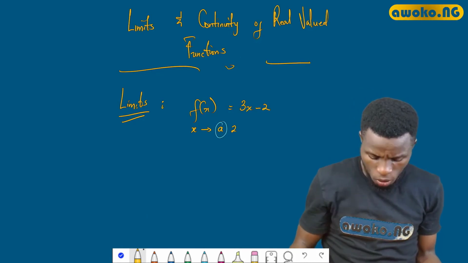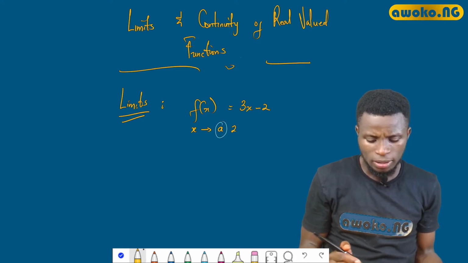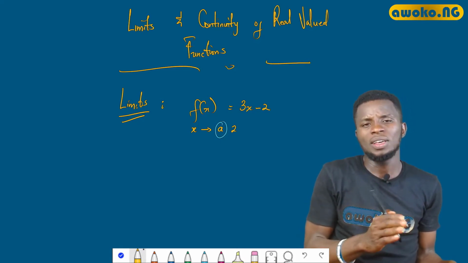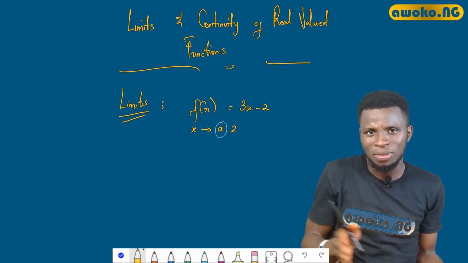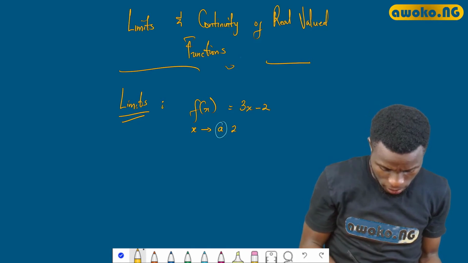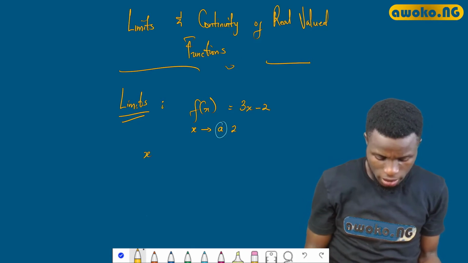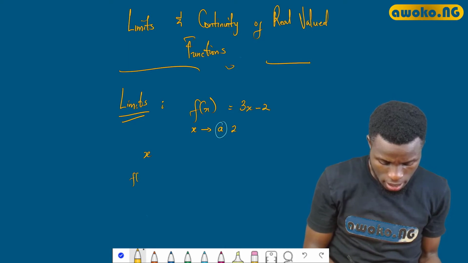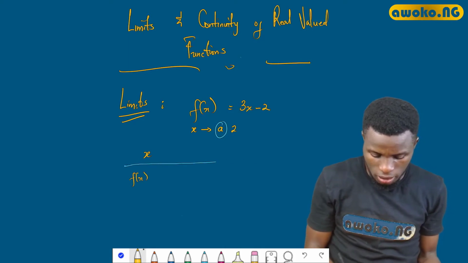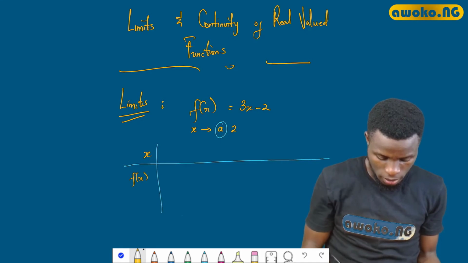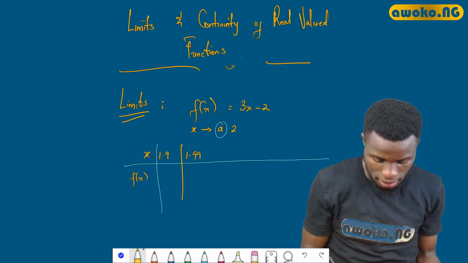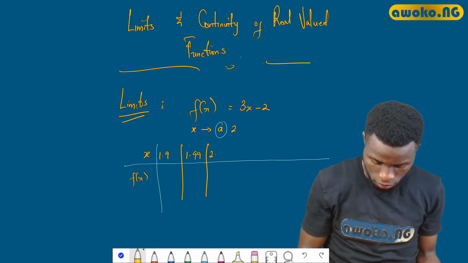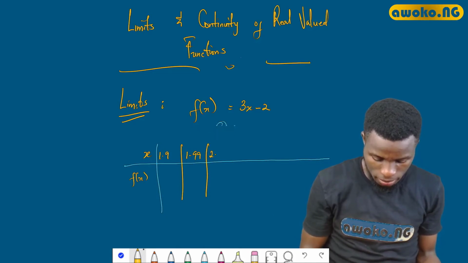Is that okay? Now, what this is trying to tell us is that we should look for values that are approaching 2 from both the left and the right. So let's make a table, x and f of x. If this is our table, the first one here, we have 1.9, then 1.99, then 1.999.